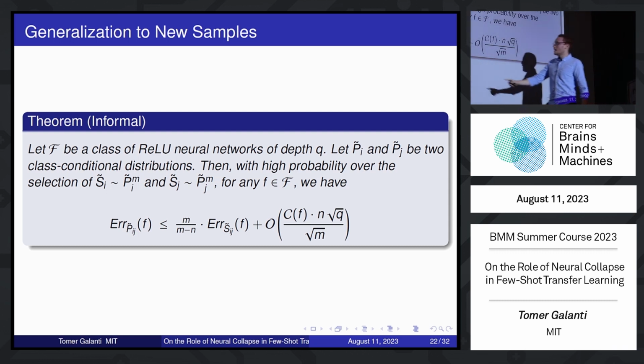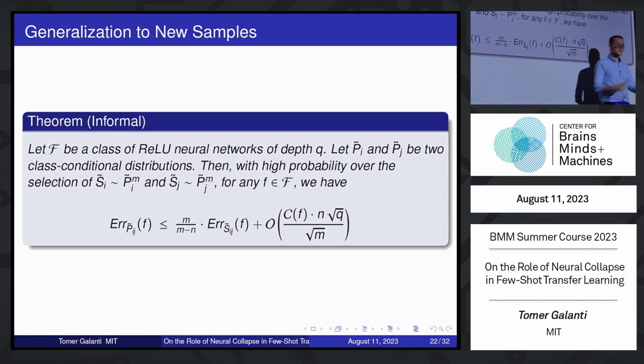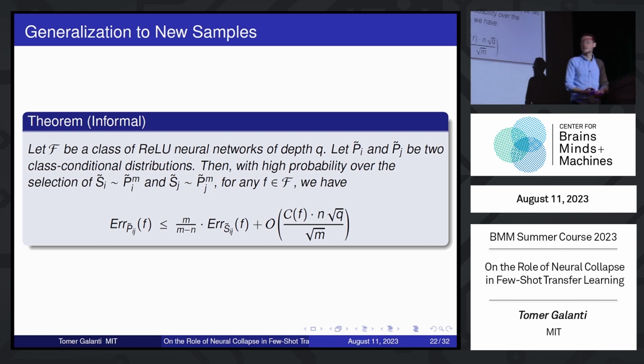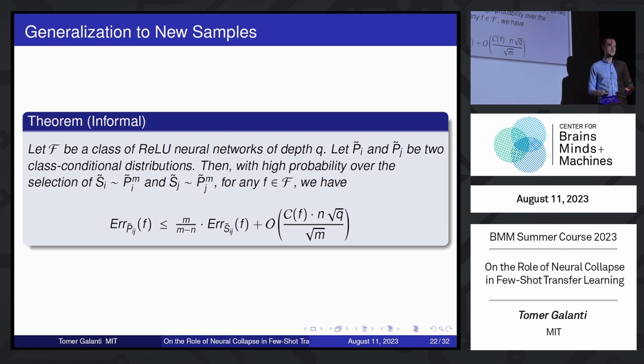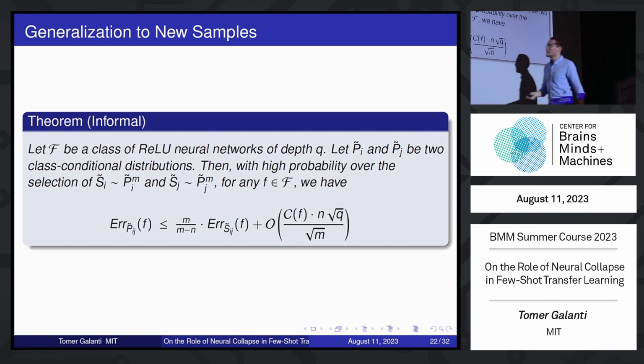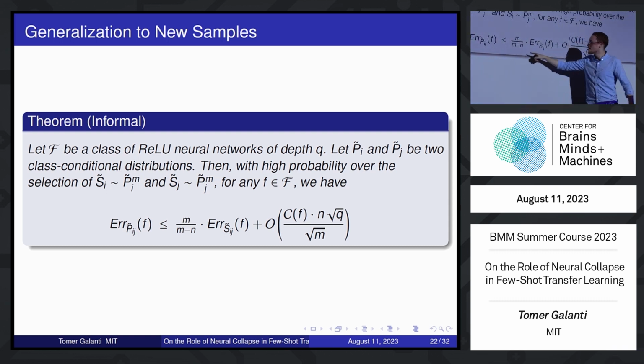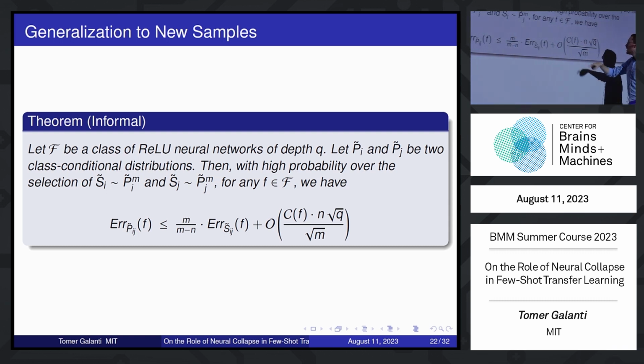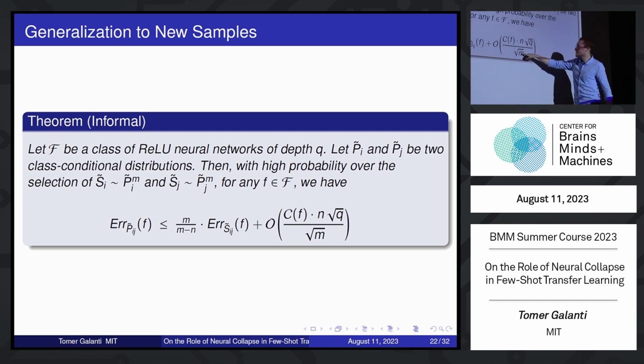Okay, and M is the number of source samples per class, and N is the number of target samples per class. So N is much smaller than M, so this is approximately 1, and this is a constant here, this is much larger, so it's all good.